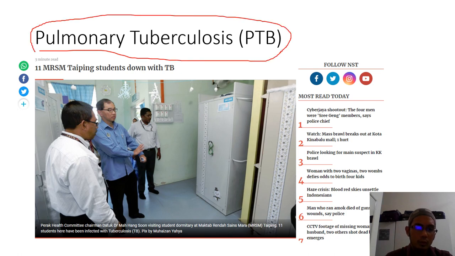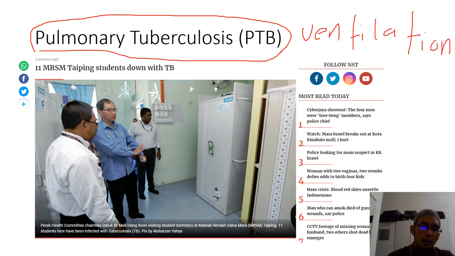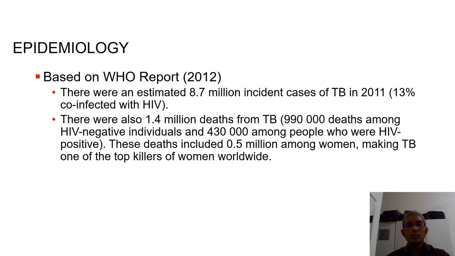I want to discuss with you regarding TB, pulmonary tuberculosis. This is just one of the pictures that shows some of the students here falling ill due to TB. They found out that it is related to the ventilation, because TB can be spread through droplets. Therefore, any enclosed space is a risk of TB. Simple as that.